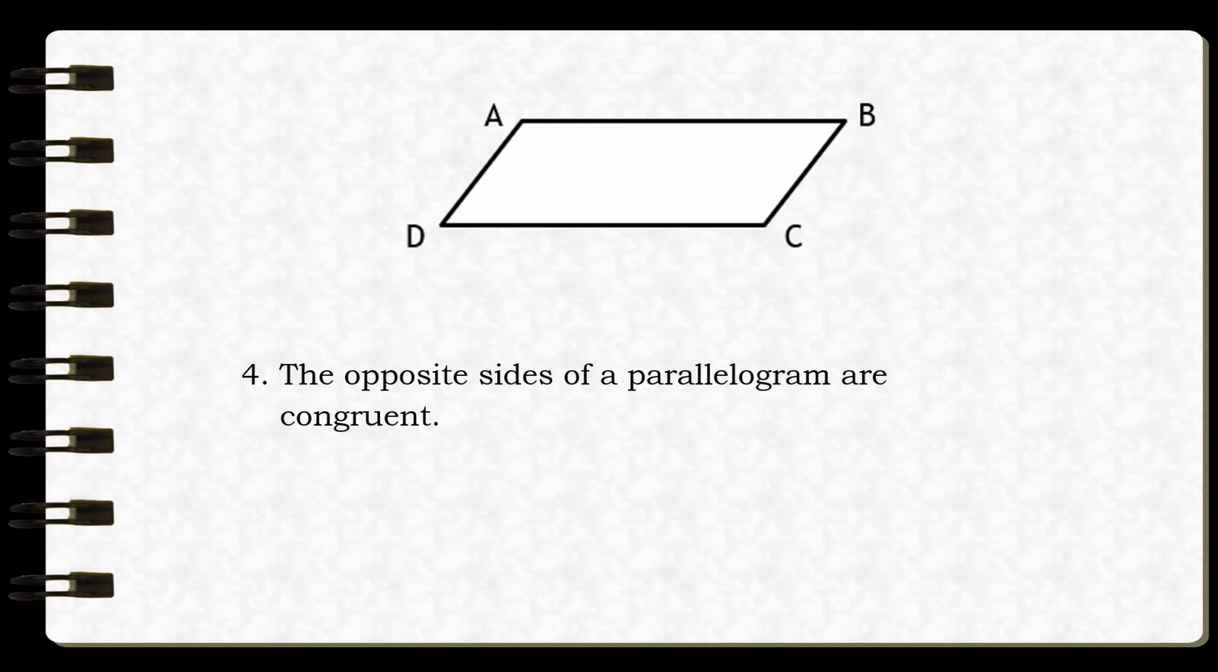Number 4, the opposite sides of a parallelogram are congruent. It means segment AD is opposite of segment BC, so they must be congruent. And another pair of opposite sides are segment AB and segment DC.